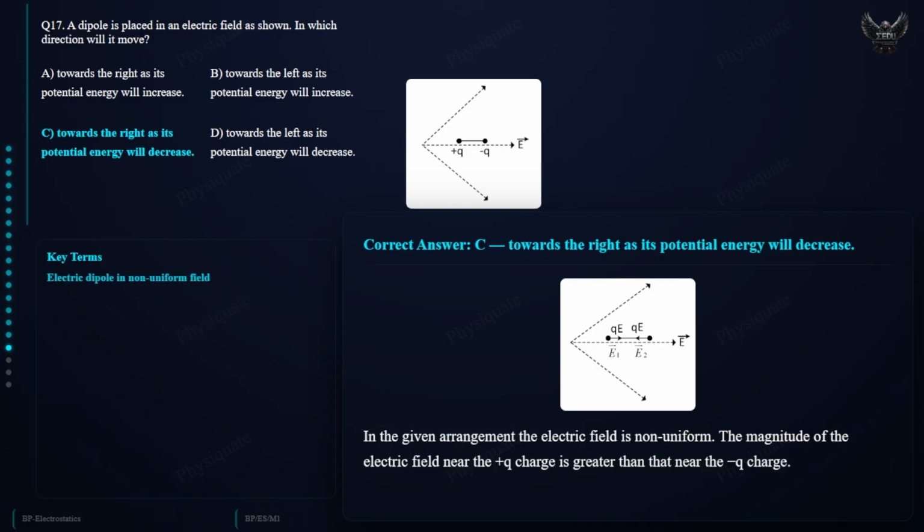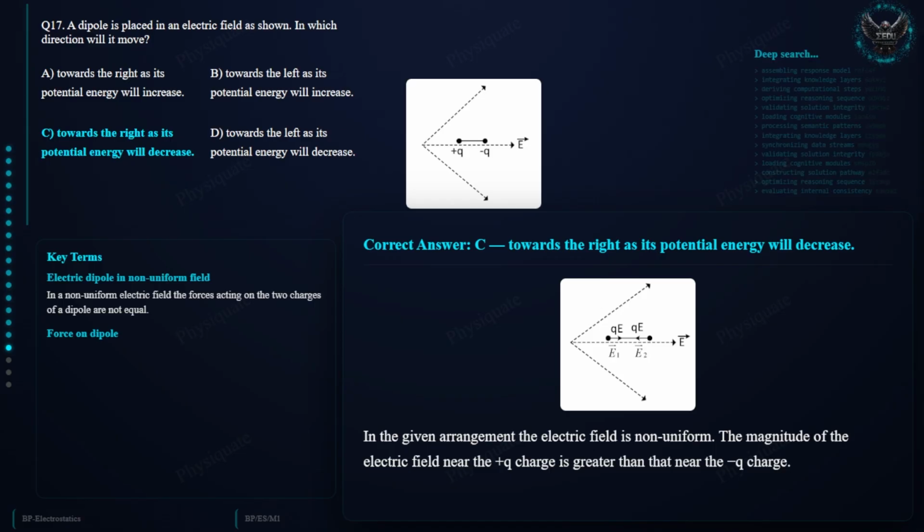Now let us consider an electric dipole in a non-uniform field. In a non-uniform electric field, the forces acting on the two charges of a dipole are not equal. Let us examine the force on the dipole. The charge located in the stronger field experiences a larger force.